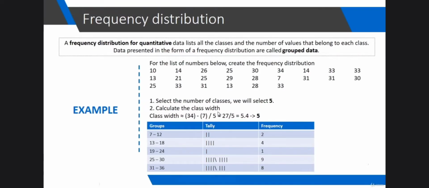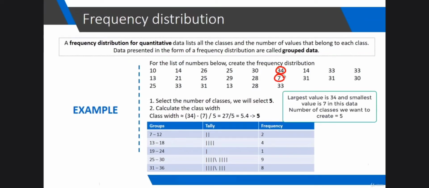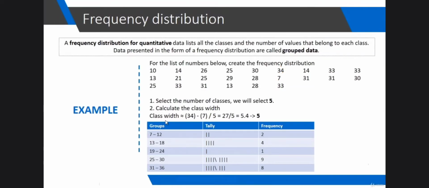Next, we find out class width using the formula. So 34 minus 7, the highest value minus the lowest value, divided by the number of classes that we decided, which is 5, which comes out to 5.4, which we have rounded to 5. Now, starting with the lowest value, we add the class width to get 12. So first class is 7 to 12. Next is 13. We again add the class width and we get 18. So 13 to 18 is the next class. And we continue to do so till we get the last class, which is 31 to 36.